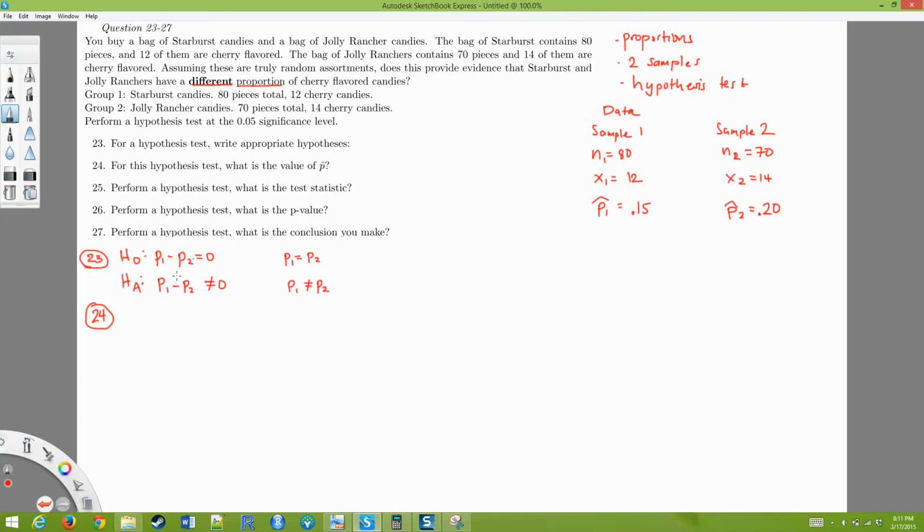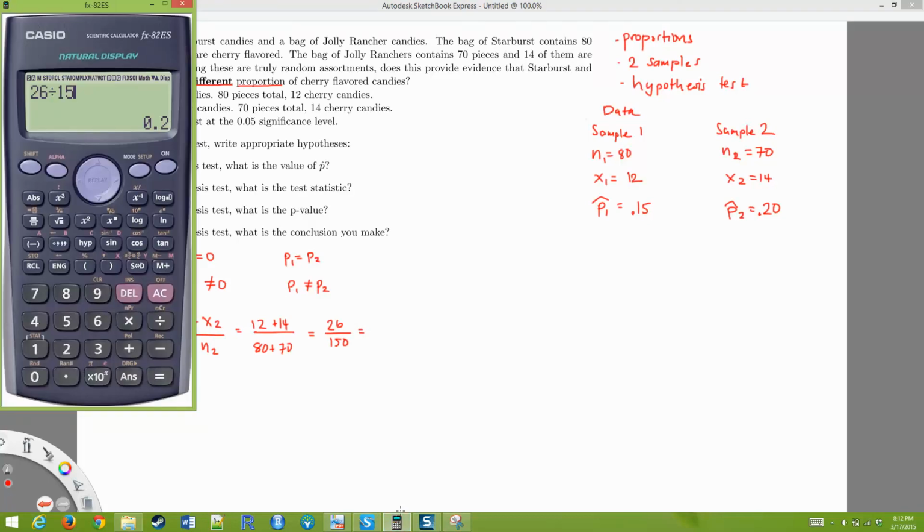What is the value of P hat? What do we do with P hat? We're going to do x1 plus x2 over n1 plus n2. So I have 12 plus 14 over 80 plus 70. I have 26 over 150, which is 0.1733333.